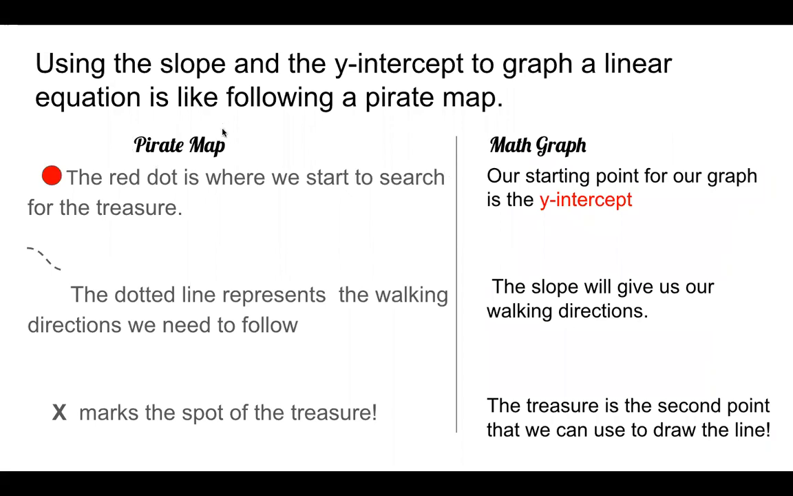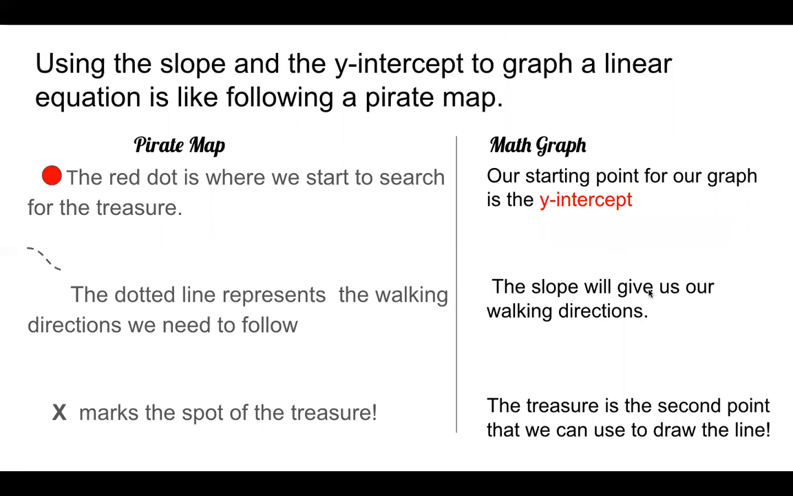Now let's compare a pirate map to a math graph. So first, we have the red dot where we started to search for the treasure. For a math graph, our starting point is going to be the y-intercept. In a pirate map, we have a dotted line that represents the walking directions we need to follow. In a math graph, the slope is going to give us our walking directions.